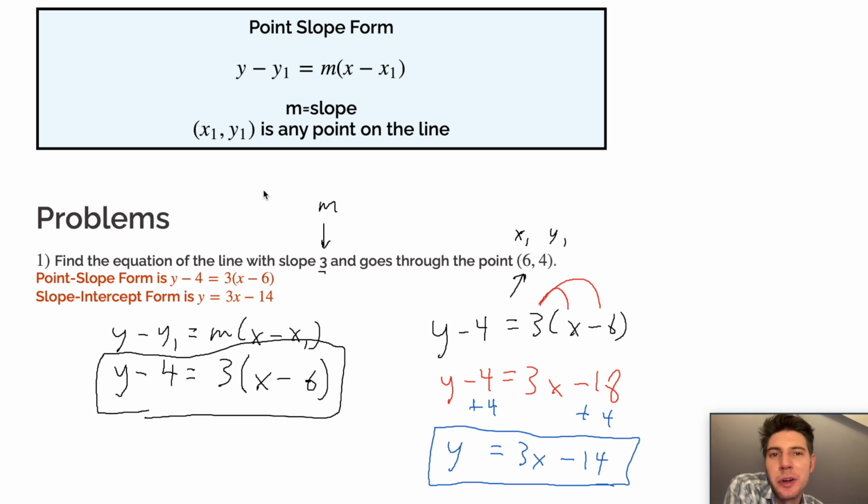They usually give you a point and a slope, or you'll find a point and a slope, and then plug it in. And then if you want it in slope-intercept form, you just distribute to get the answer.